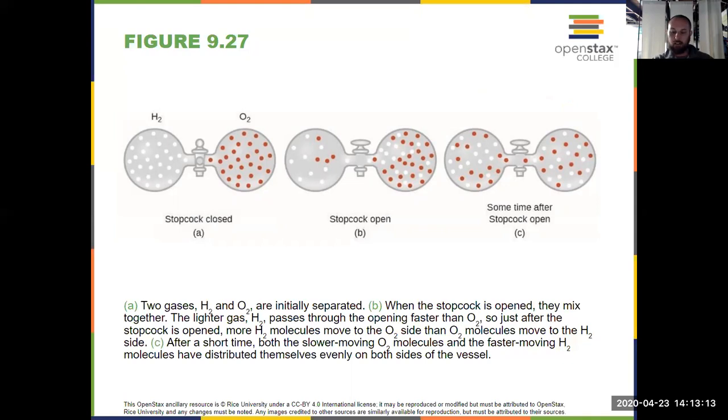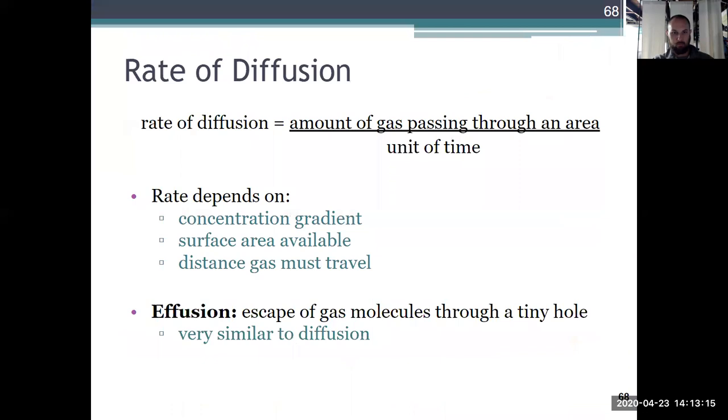But we can do calculations with diffusion. Right? We can calculate rate of diffusion. Just like any other rate, we'll talk about rates a lot in Chem 2. Okay? Rate of diffusion is the amount of gas that passes through an area per unit time. So for diffusion to occur, we have to have two different concentrations, two different gradients. And our rate depends on what those concentration gradients are, right? Is it 45-55? Is it 90-10? Is it 100-0? Right? The difference in the concentration gradient will affect the rate of diffusion.